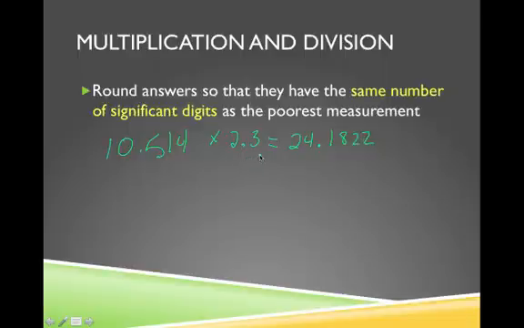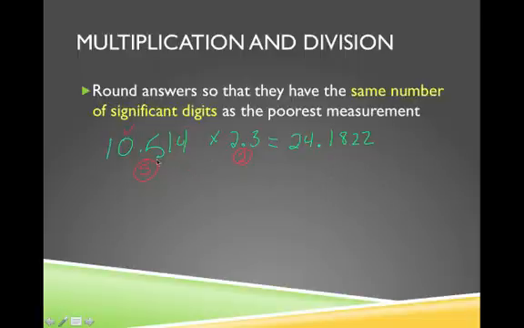We go back over here and we look at the original data we started with. We have 2.3. This guy has two significant digits. Both of them are non-zeros. And then we have 10.514. This guy has 5 significant digits. The 514 and the 1 here all count, and then this 0 ends up being sandwiched.